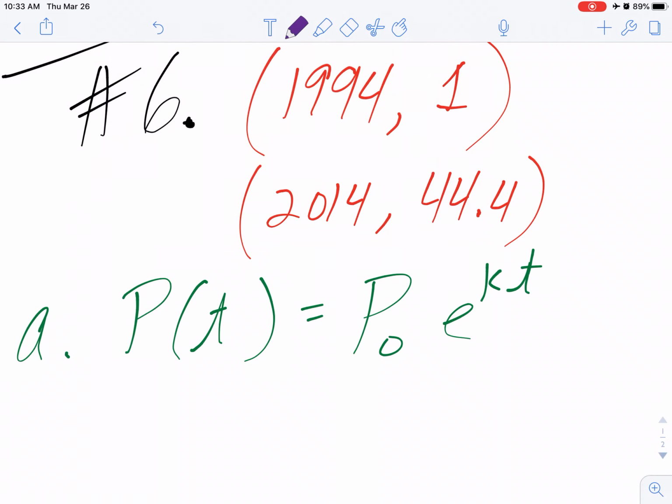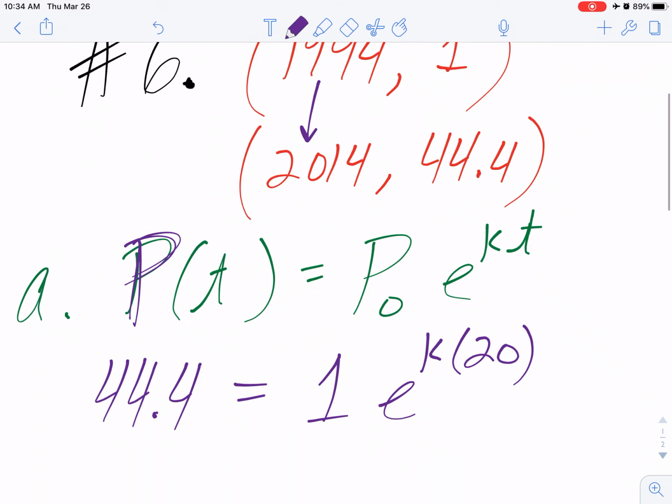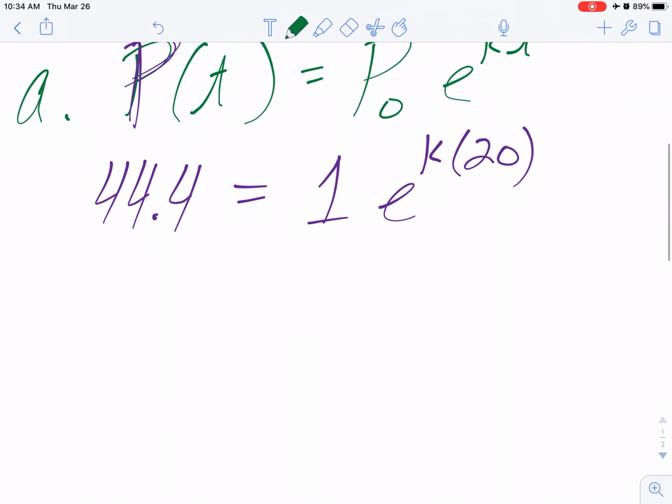So we got to fill some numbers into this equation. In this case, P is not a population. It's not how many rabbits. It's money. So the ending value was 44.4. The starting value was $1 million. We do not know k. And the amount of time that passed is 20 years, from 1994 to 2014. So remember, t is your value of time. All you got to do is solve this equation.